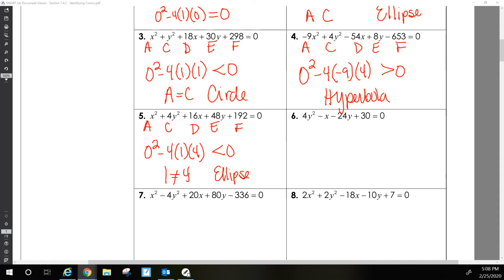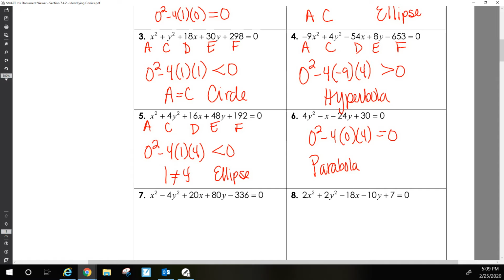All right. So 0 squared minus 4 times, ooh, be careful, do we have an x squared for this one? No. We do have a y squared, but 0 times anything is going to be 0. This one is equal to 0, and when we're equal to 0, we are talking about a parabola. That makes sense though, right? Because parabolas have either x squared or y squared. They do not have x squared and y squared.